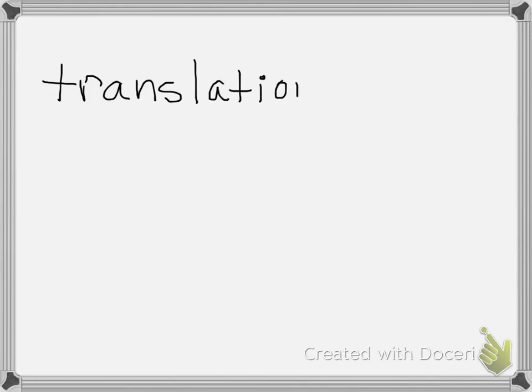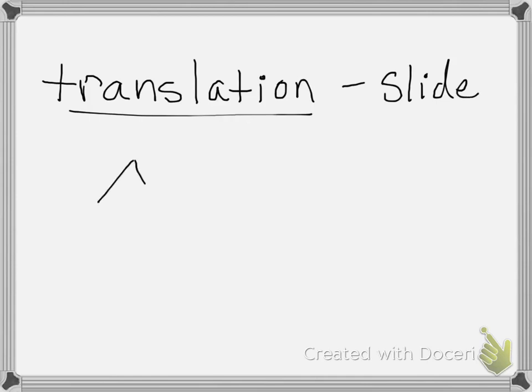Okay, the next type on there is a translation. Just like in translating words, where we're changing the way it is, maybe from one language to the next language, but we're not changing the word itself. A translation of a shape is just a slide of the shape. So all we're doing is taking that same shape and sliding it. So if we have, say, A, B, and C, and we just slide that shape, it's just going to slide.